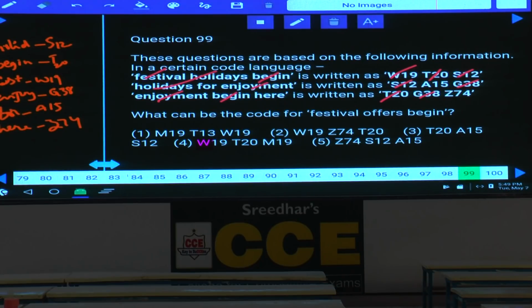Then what can be the code for festival offers begin? Yes, tell me your answer. Festival is W19, and is there any word called offers here? No. And begin, what is the code to the word begin? T20. Hence W19, T20 must be here. Choice 1 is ruled out. W19, T20 is in choice 2 and choice 4 as well. So the answer is between choice 2 and choice 4. We are left with Z74 as the code to the word here, and choice 2 cannot be answered, hence choice 4. Done with this? Then question number 100.